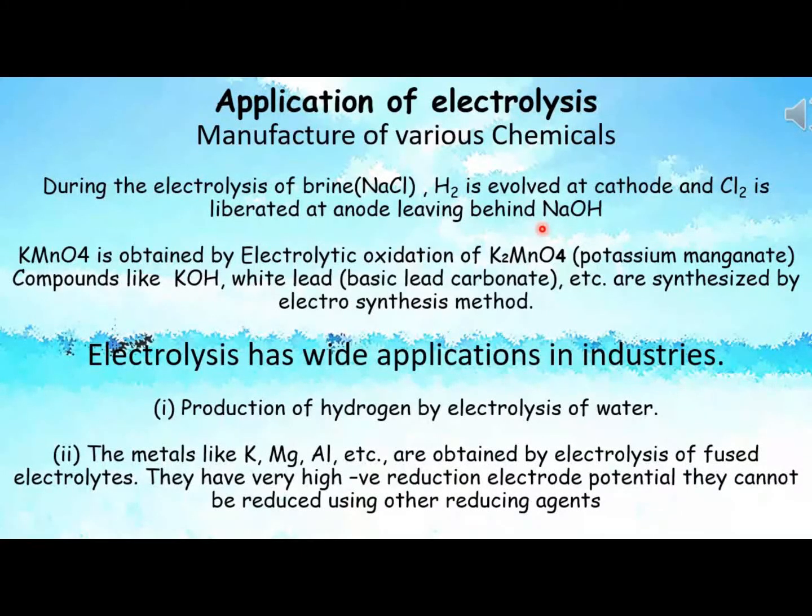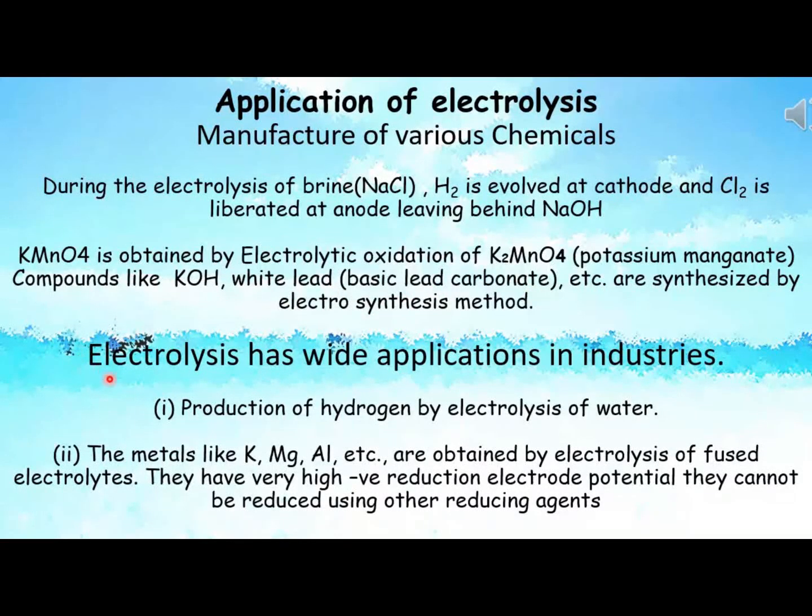In the manufacture of potassium permanganate, potassium manganate is electrolytically oxidized. Also, for the manufacture of potassium hydroxide and white lead, which is basic lead carbonate, used as a white pigment in the paint industry. All these chemicals are synthesized electrolytically.